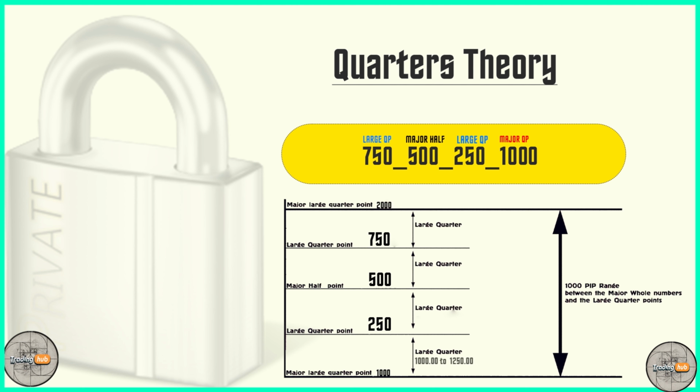If price moves from 1000 to 1250, that will be a quarter. Then price moves from 1250 to 1500, that will be another quarter. And when price moves from 1500 to 1750, that again will be another quarter. Then the cycle will be completed when price moves from 1750 to 2000.